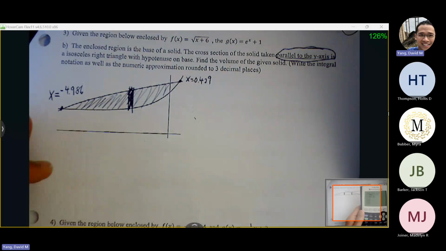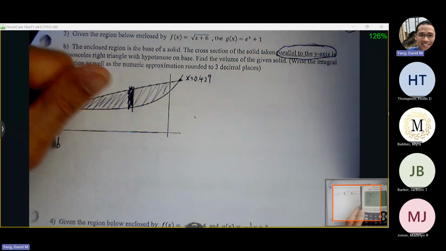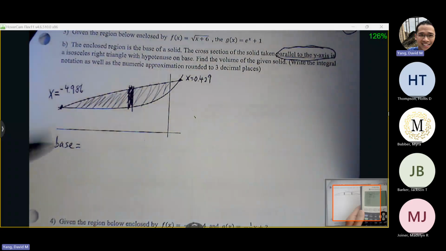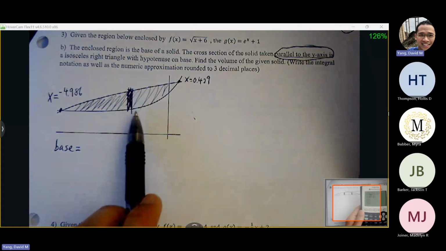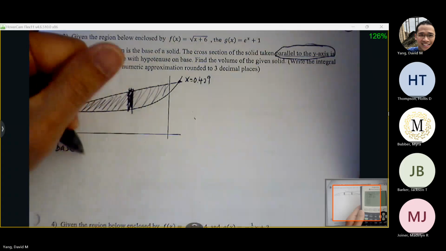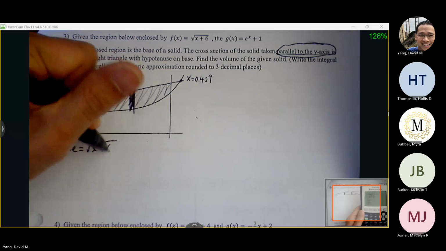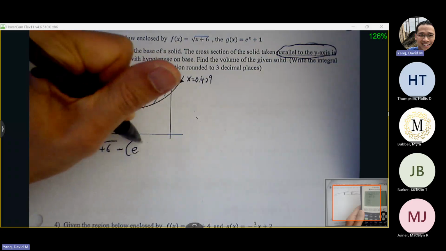Okay, so we're going to kind of build it piece by piece, right? Let's start with the base. Top minus bottom. The top is sitting on the square root. The bottom is sitting on the exponential. Careful, parentheses.